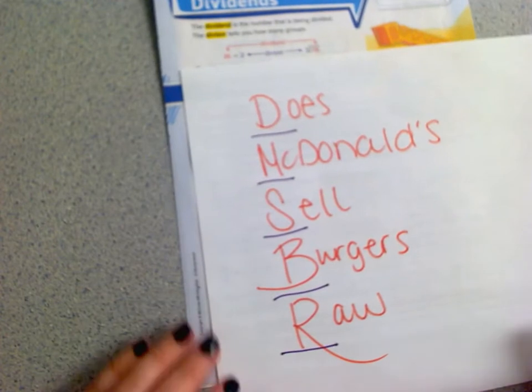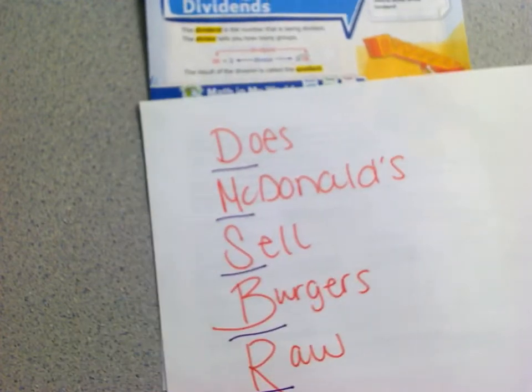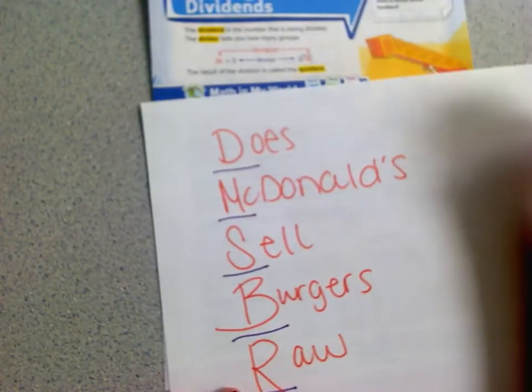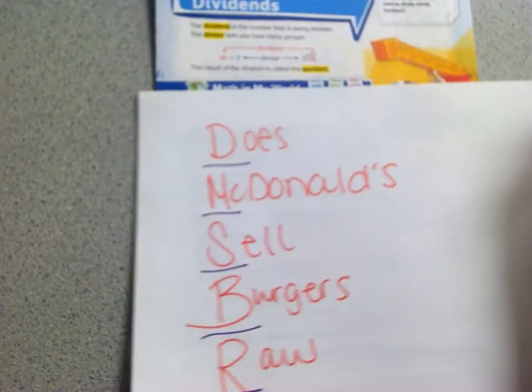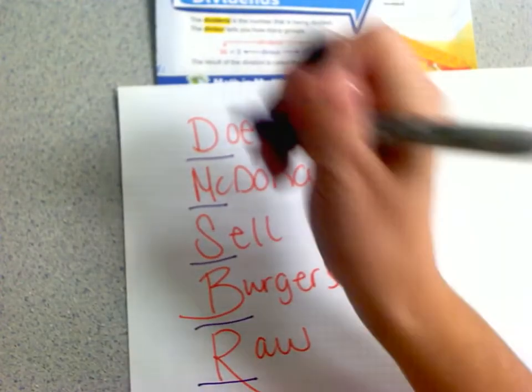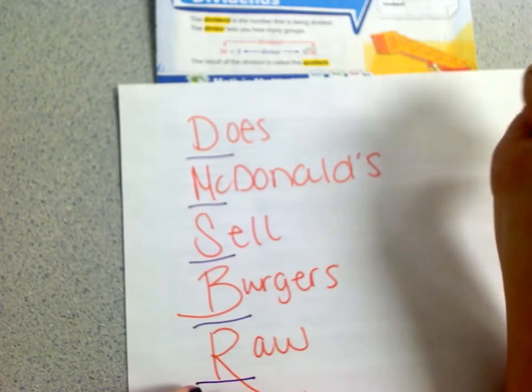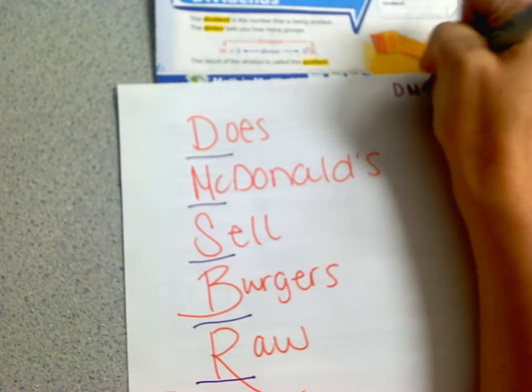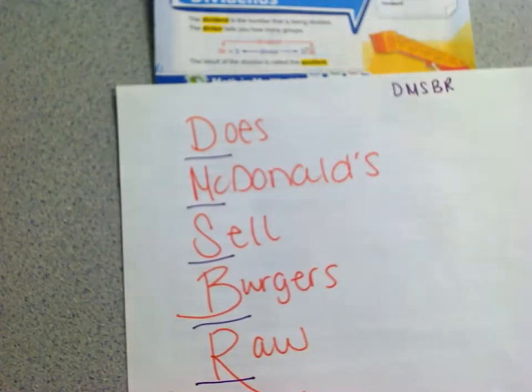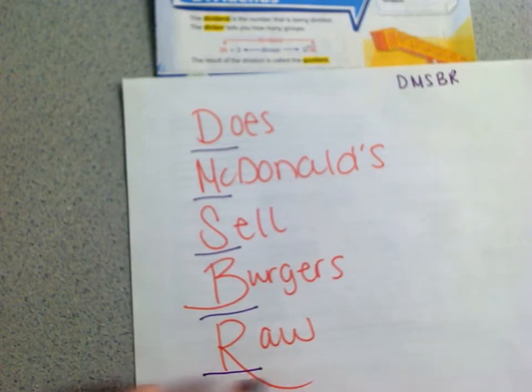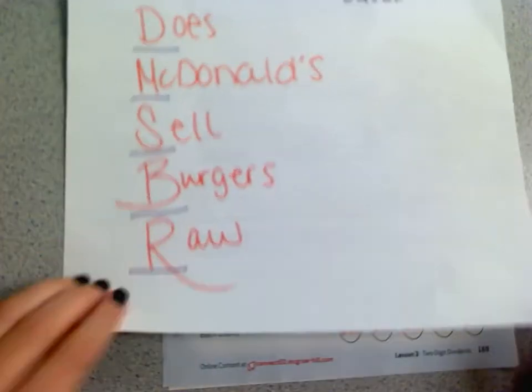So every time my students start this unit, I tell them at the top of every new page, or every time you're going to start a problem on your whiteboard, write these letters at the top to help you remember what to do. Does McDonald's sell burgers raw? Just like that, and you'll remember the process. That'll help you out. Gross. I know, gross. Okay.